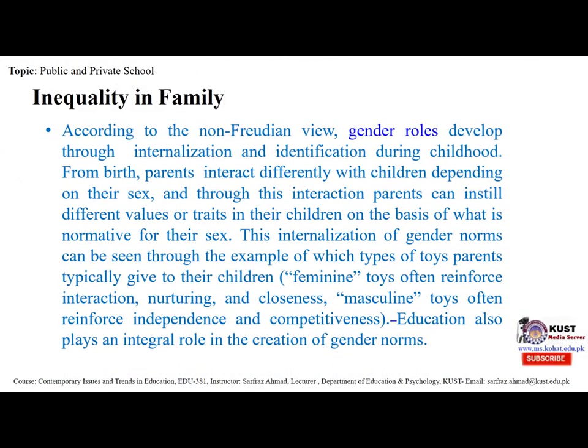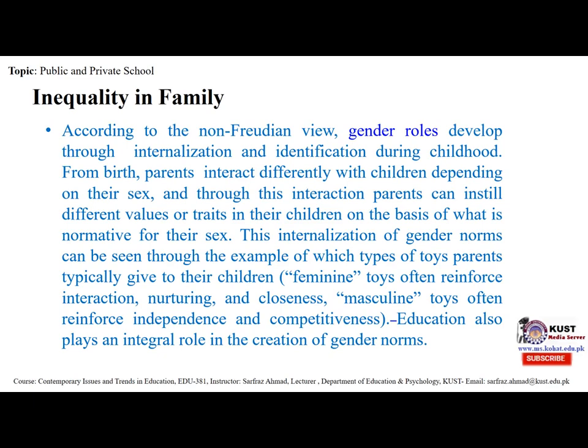According to the non-Freudian views, gender roles developed through internalization and identification during childhood. From birth, parents interact differently with their children depending on their sex, and through these interactions, parents can instill different values or traits in their children on the basis of what is normative for their sex.